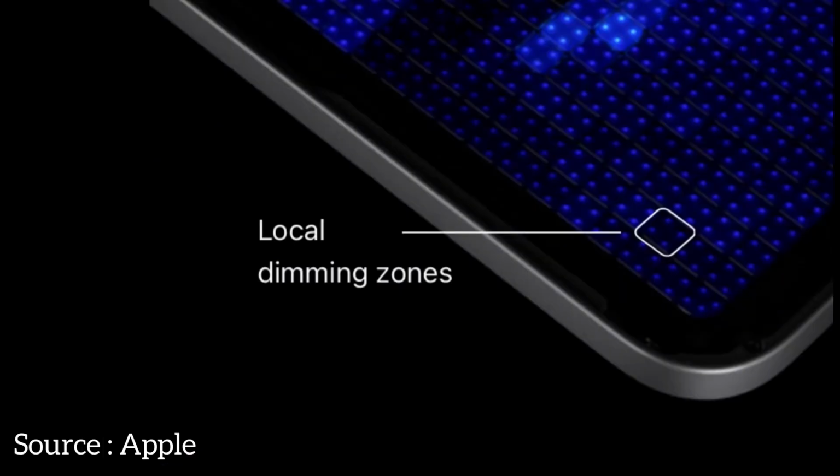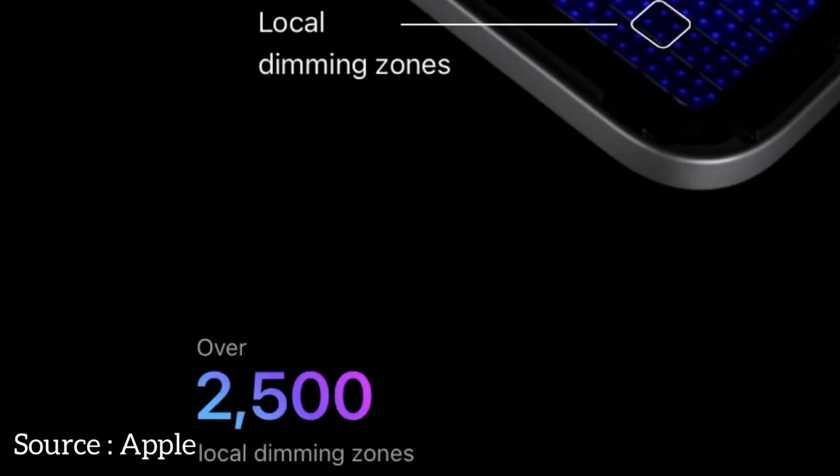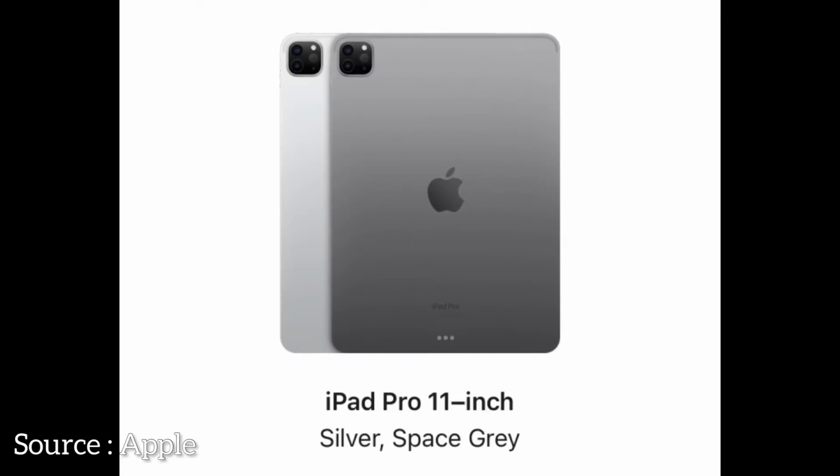And now let's talk about the local dimming zones. Over 10,000 mini LEDs are grouped into more than 2,500 local dimming zones. So the 1:1 contrast ratio is achieved because the brightness in each zone is precisely adjusted depending upon the content. So now let's talk about the 11-inch iPad Pro.